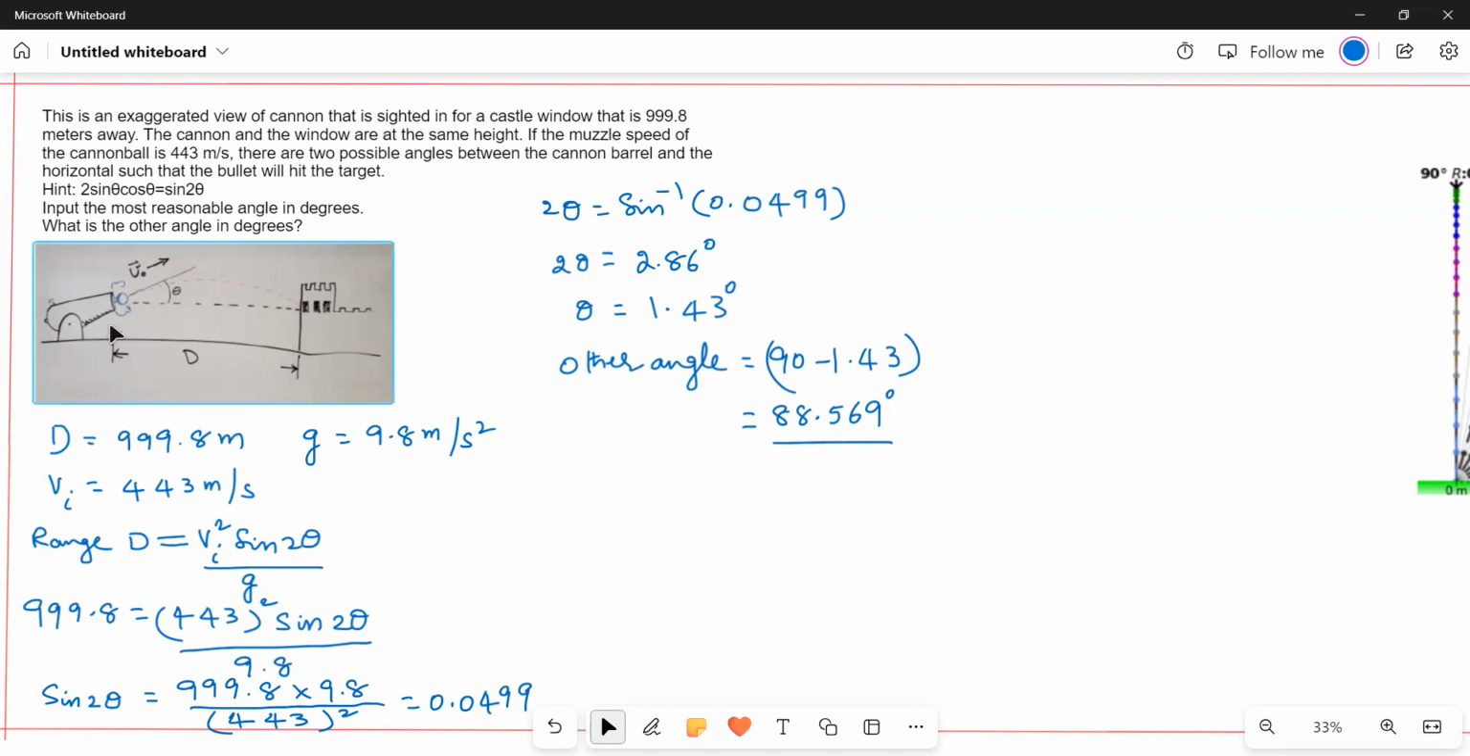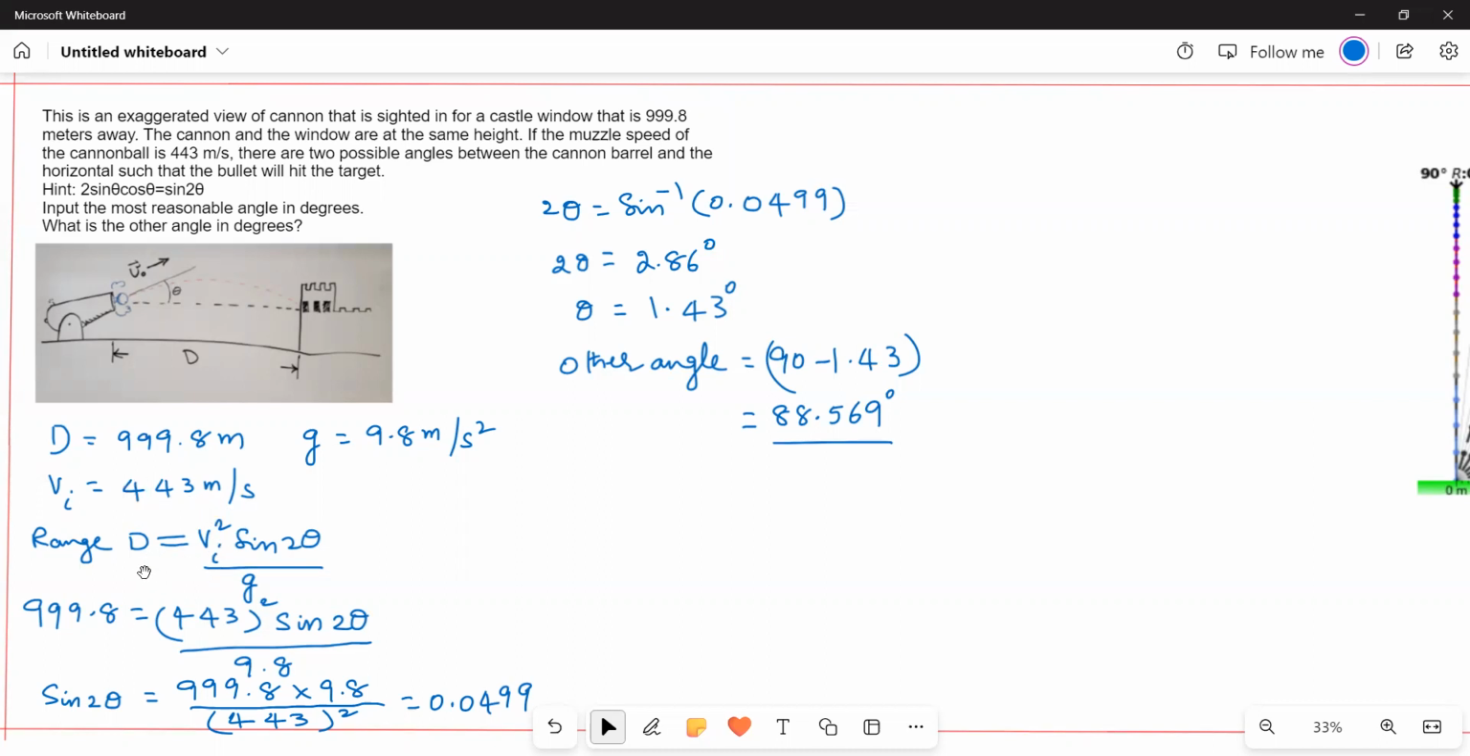The distance between the cannon and the window is given as 999.8 meters. This is what is called the range. This is the horizontal displacement, that is 999.8 meters. And then the initial velocity of the cannonball is given as 443 meters per second.